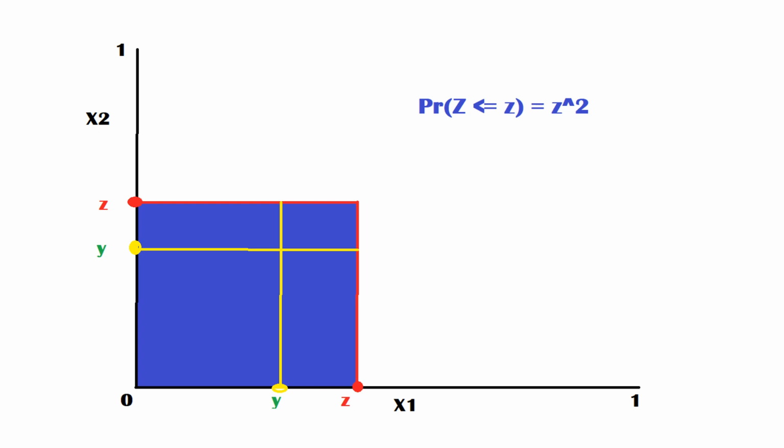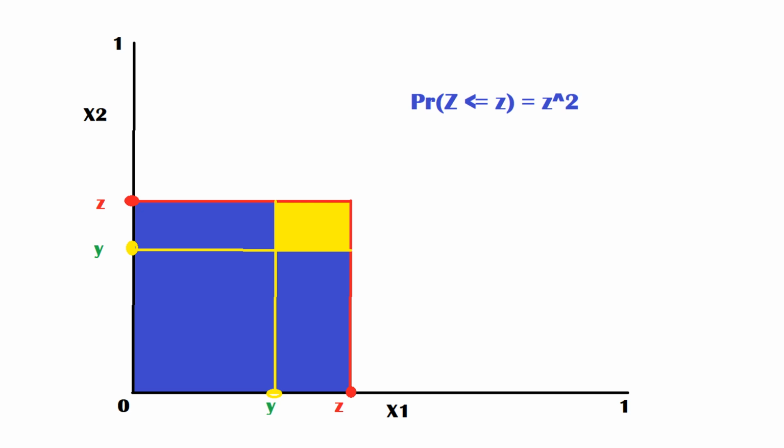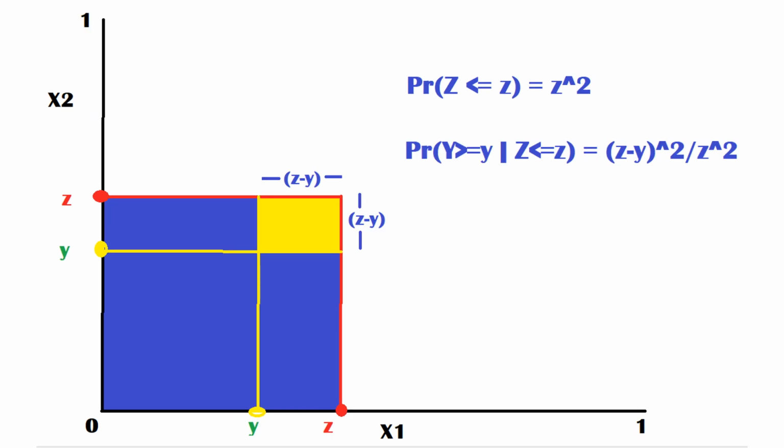Similarly, we also show y along both of these axes here. Now the probability that Y is greater than or equal to y and Z less than or equal to z would be this yellow area over here. And we had to find the probability of Y being greater than or equal to y given that Z is less than or equal to z. So this would be the probability that Y is greater than or equal to y and Z less than or equal to z, divided by the probability that Z is less than or equal to z.